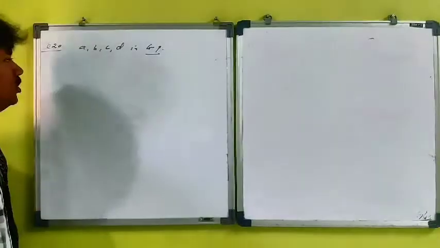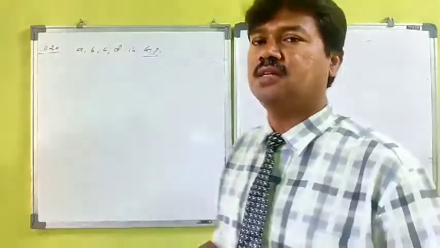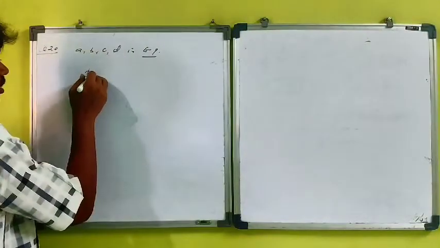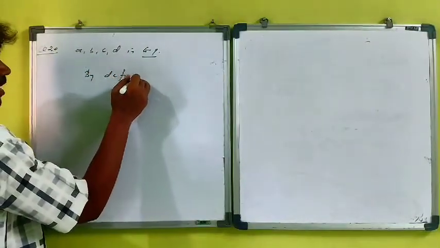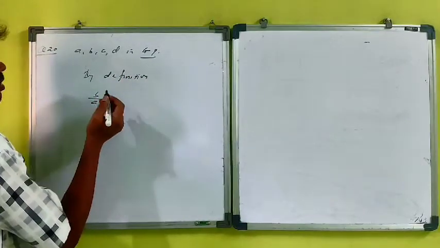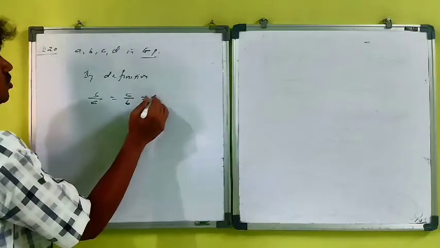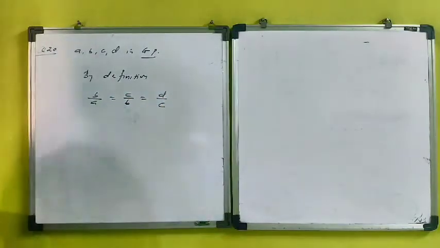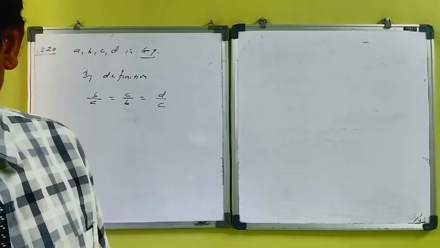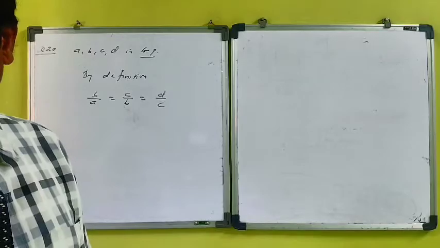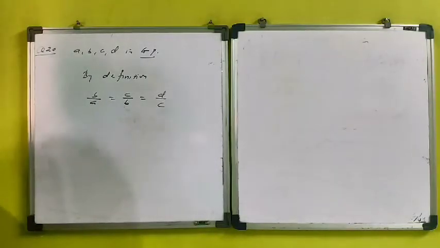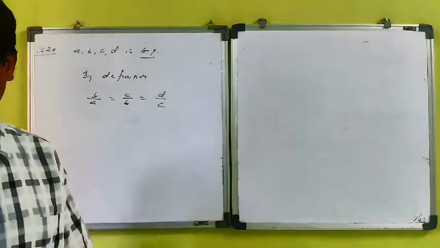Yes, so next question, question number 20: given that A, B, C, D are in geometric progression. So again by definition, just go by definition here. By definition, one can say B upon A is equal to C upon B is equal to D upon C. Now, what is required in the option, according to that we have to move. So if you look at the option, what is the option given?